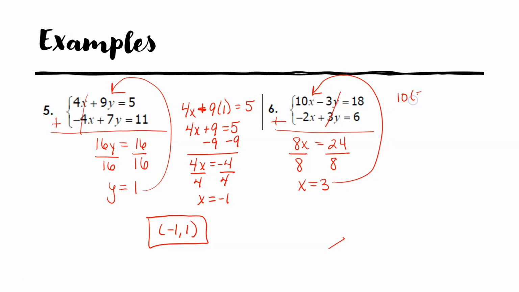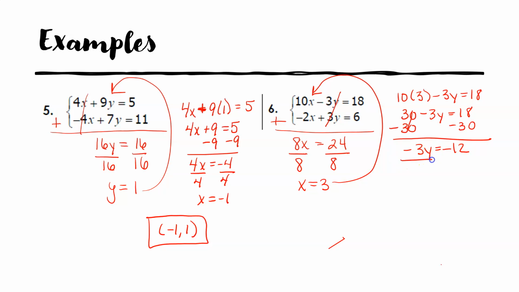So I have 10 times 3 minus 3y equals 18. I'm going to multiply 10 times 3, that's 30, minus 3y equals 18. I'm going to subtract that 30 from each side. So I have negative 3y equals negative 12. I'm going to divide by negative 3, so y is 4. So here, my ordered pair is 3, 4.